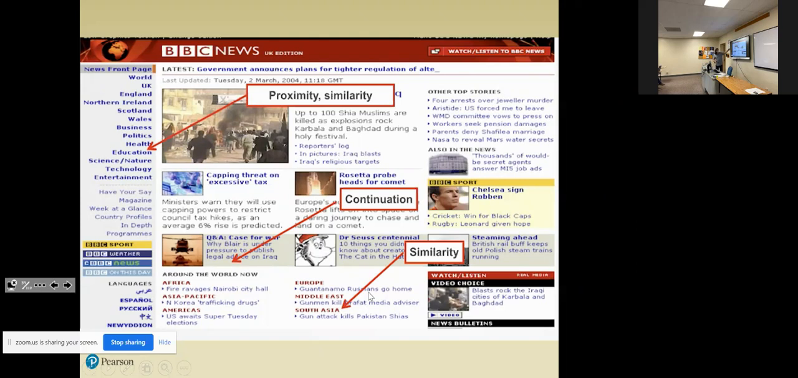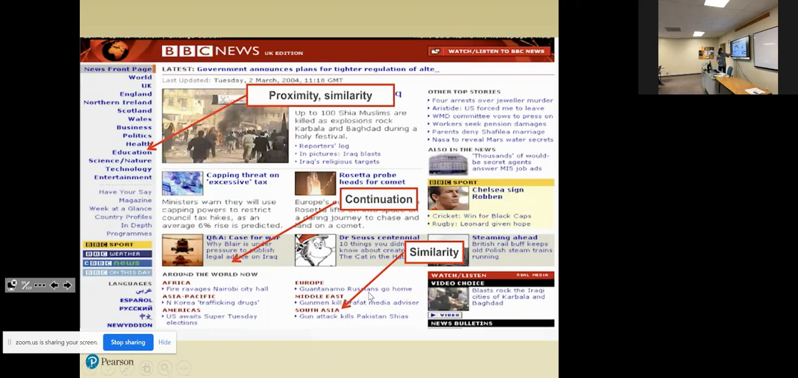Okay, so for example, on the left side we have our menu, which really shows proximity and similarity. They're all in blue. They're all stacked on top of each other. You can see they're kind of justified right. And there's a clear definition between this side of the page and the other side of the page. So we know automatically that if we click something here, it's going to take us to a different page or a different category or something, right?